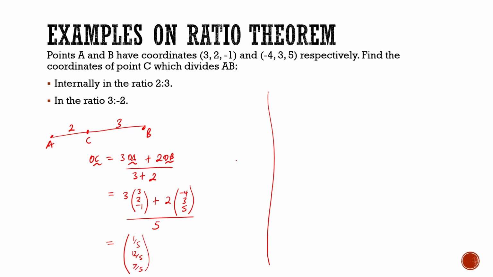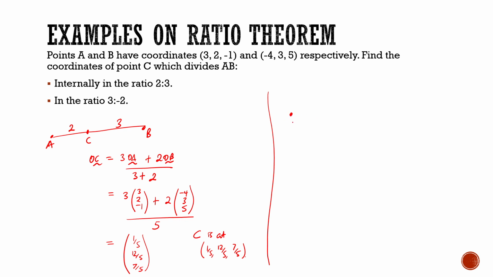This is a position vector, and they ask for the coordinates of point C. So then you'd have to say that C is at 1 out of 5, 12 out of 5, 7 out of 5. Or you can write them in decimals if you like. Okay, let's look at the second part, in the ratio of 3 to -2. Okay, so that tells us that we're looking at external division.